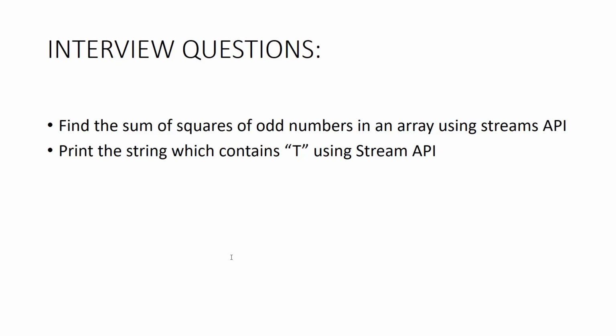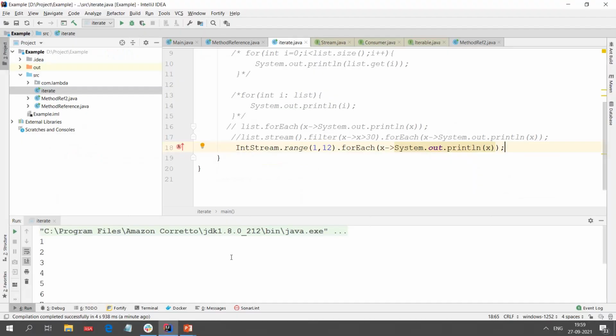The first question which I got was, find the sum of squares of odd numbers in an array using Stream API. Okay, we have a list of numbers in which we have to filter out the odd numbers, and then we need to print the square of the odd numbers, right? So let's try to implement it.